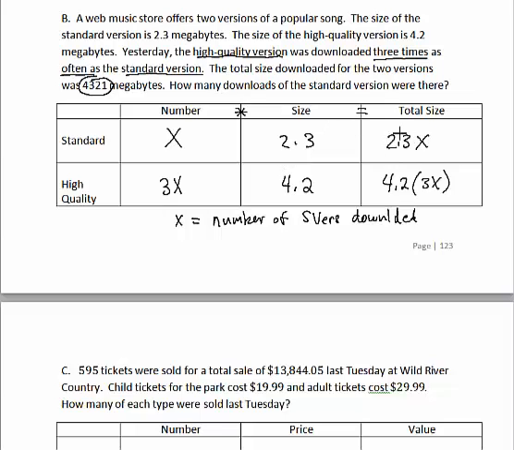So we have the total size of each. If we add those together, we get the total size of all downloads. Mathematically, we would write 2.3x plus 4.2 times 3x equals 4,321. So this is our equation that we need to use to solve for x. And given x, we'll know all of the other information contained in the table.